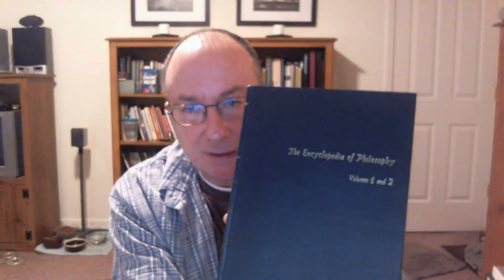This is volumes 1 and 2 of the Encyclopedia of Philosophy. It was originally published in 1967 in 8 volumes, and then reprinted in 1972 in 4 volumes, 2 volumes per book. And that's the copy that I have.